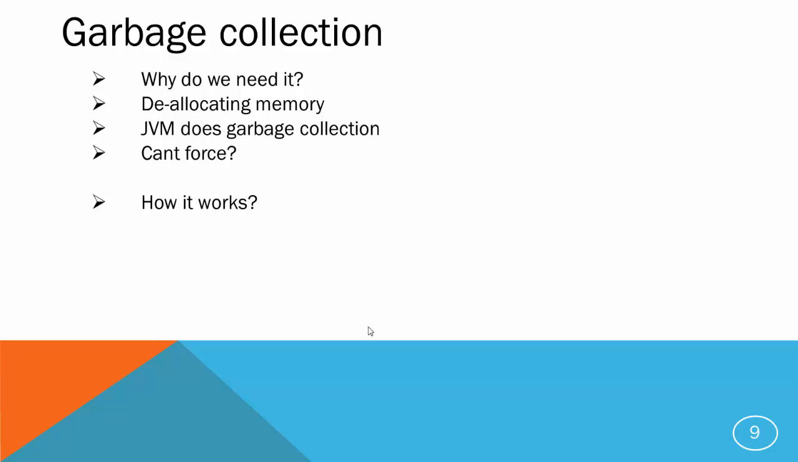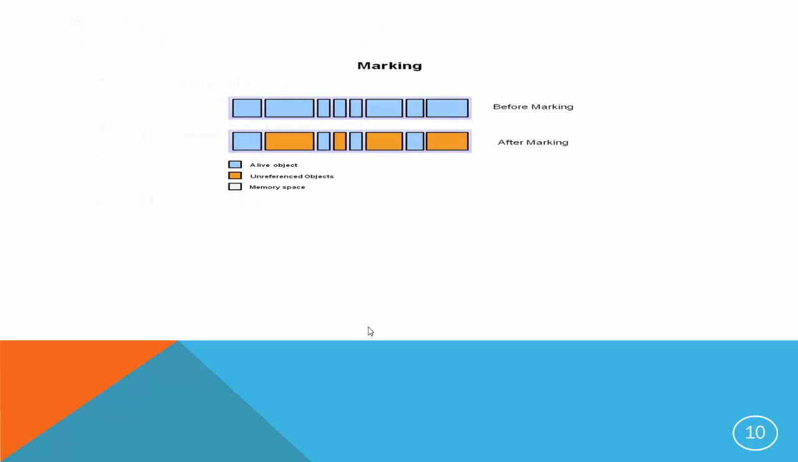There is something called System.gc. System.gc is a hint to the JVM, saying please do garbage collection. But this is a very soft request. Your request doesn't guarantee that it will be fulfilled. So JVM garbage collection cannot be forced. How does it work? How does garbage collection work? Let's see.